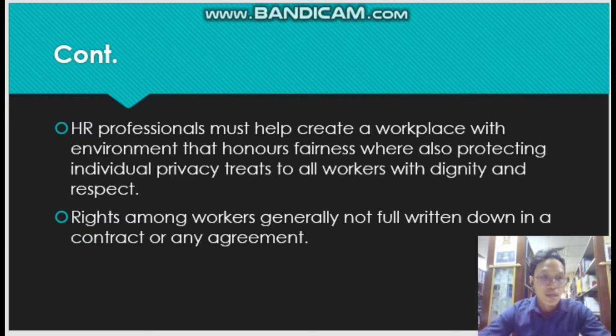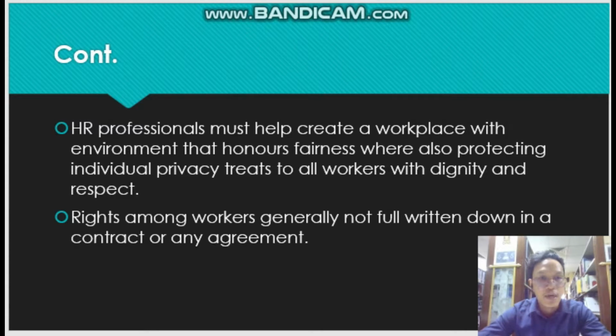So, HR professionals must help create a workplace environment that honors fairness and protects individual privacy, and treats all workers with dignity and respect.